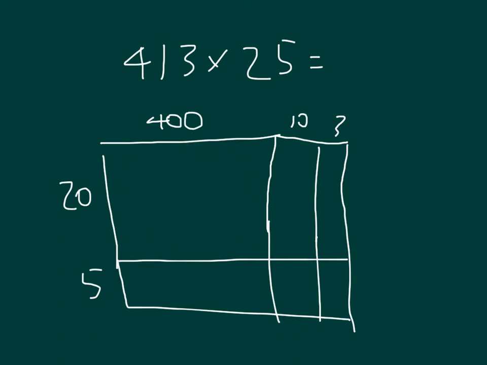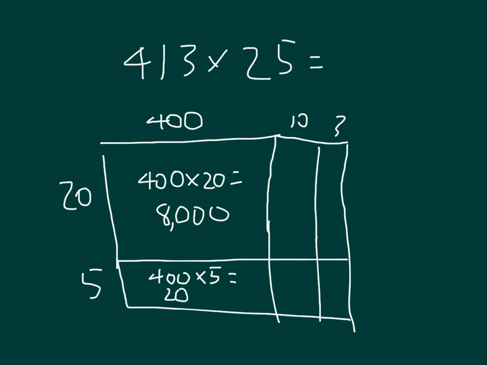400 times 20, which equals 8,000. 400 times 5, four times 5 is 20, followed by 2 more zeros. 20 times 10, which is 200. 5 times 10, which is 50. 20 times 3, which is 60. And 5 times 3, which is 15.